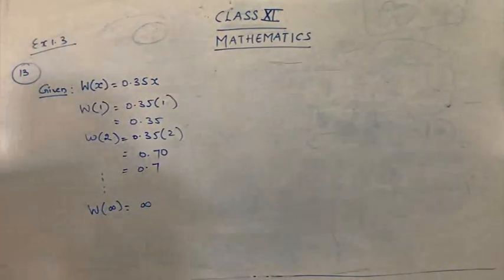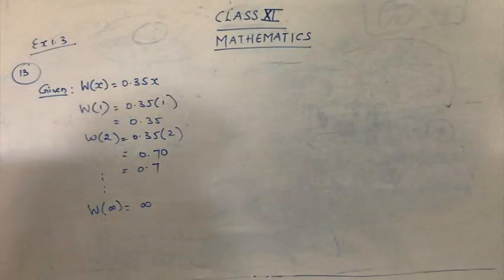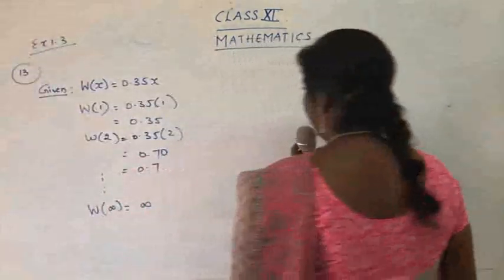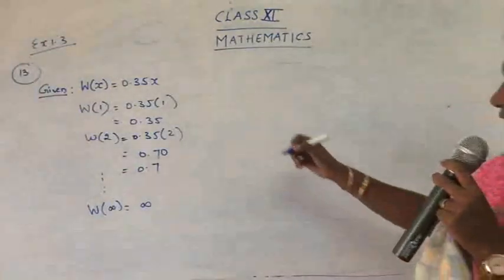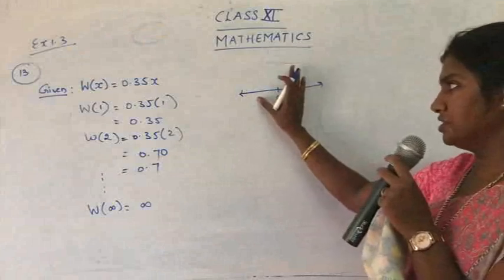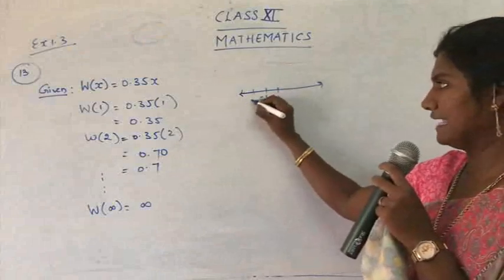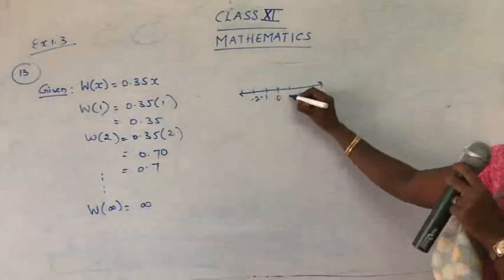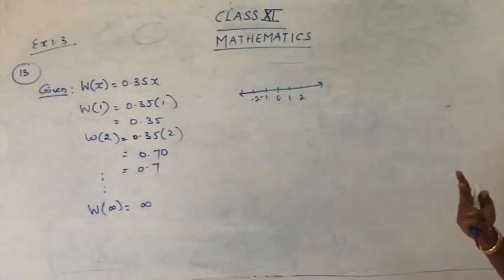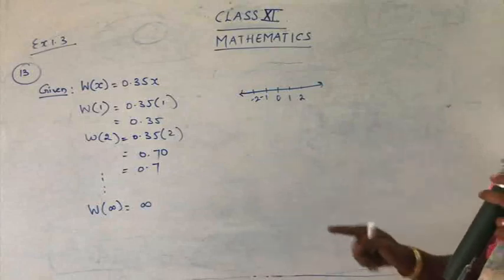Now we have to put the answer in terms of a statement. Before we do that, let's have a small explanation using the number line. Suppose we have a number line. The origin is 0, and we have all the negative values here and all the positive values here. Now I have told you two things. What was the thing I told you? Yes, the weight cannot be negative.